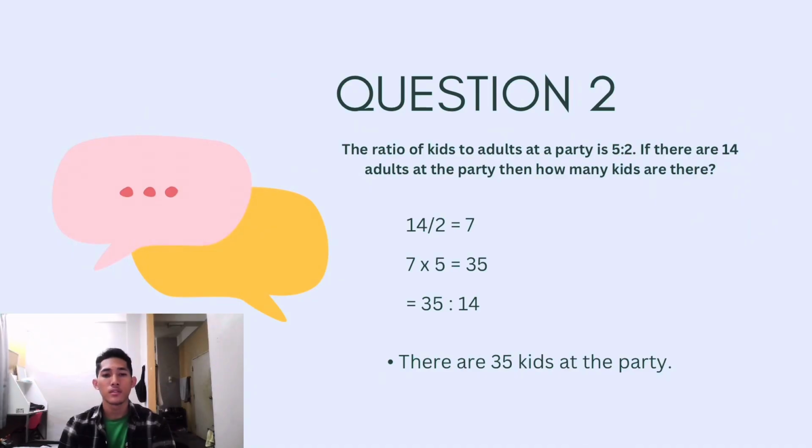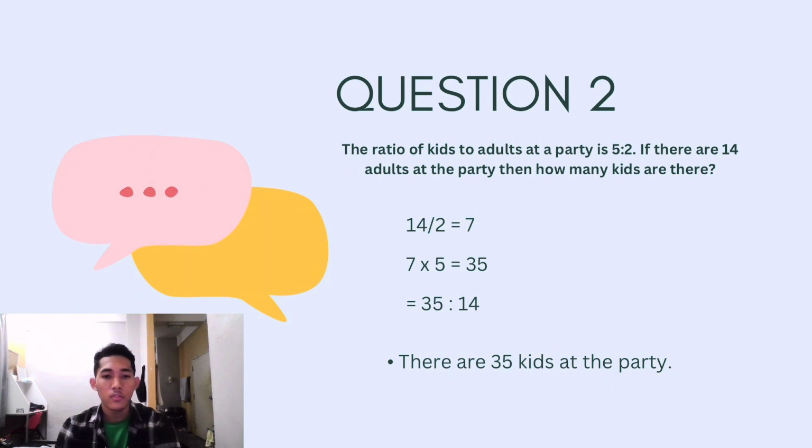Okay, look at the second question. The second question given: the ratio of kids to adults at a party is 5 to 2. If there are 14 adults at the party, how many kids are there?